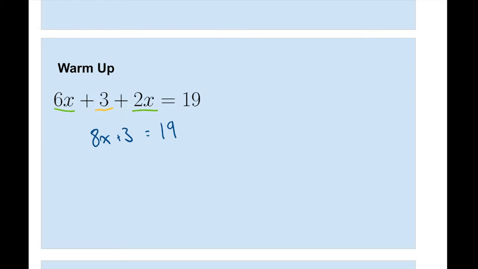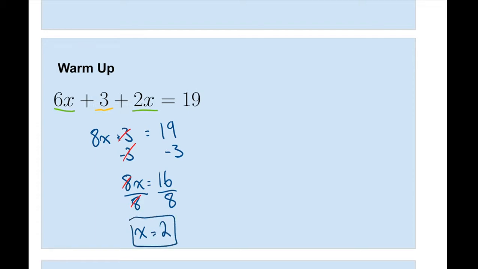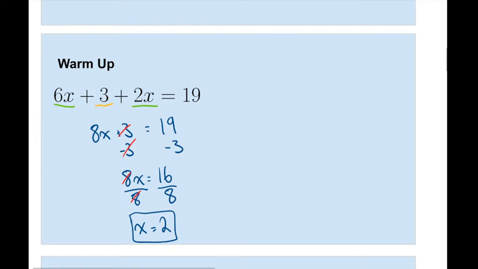Now I'm down to a two-step equation. I'm going to get rid of the plus 3 by subtracting 3. I'm going to balance by doing the same thing to the other side. One side cancels out. I'm left with 8x equals 16. And then now I'm dividing by the coefficient, which is 8. One side will cancel out, and I'm left with x equals 2. So the solution to this equation is x equals 2.